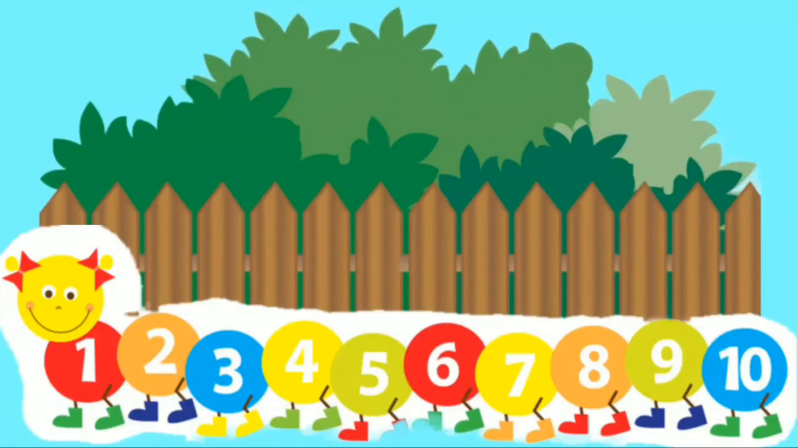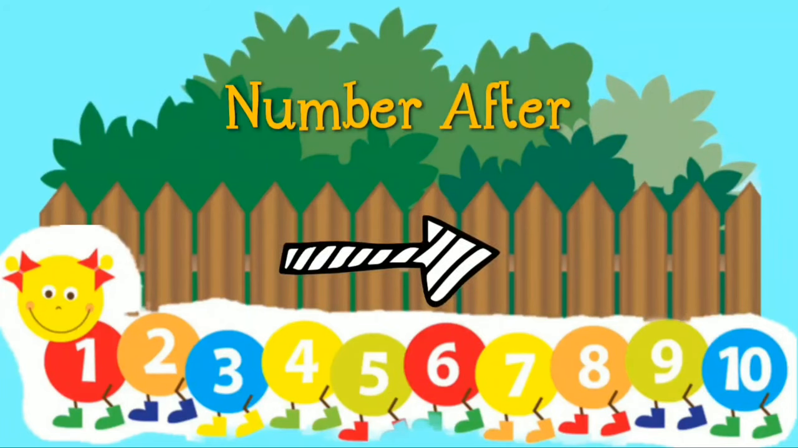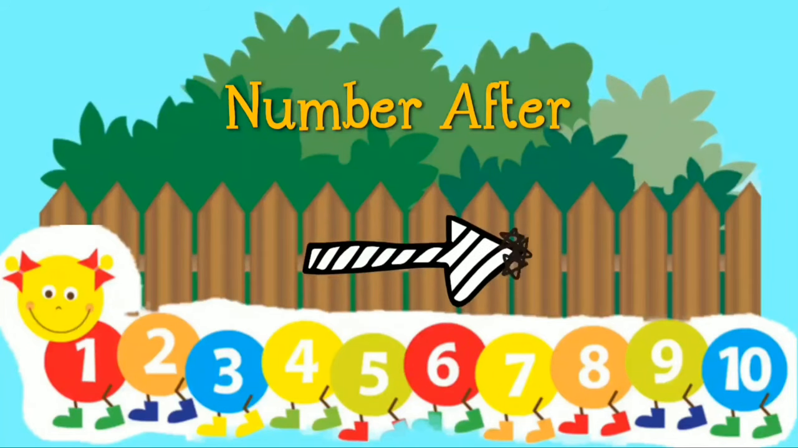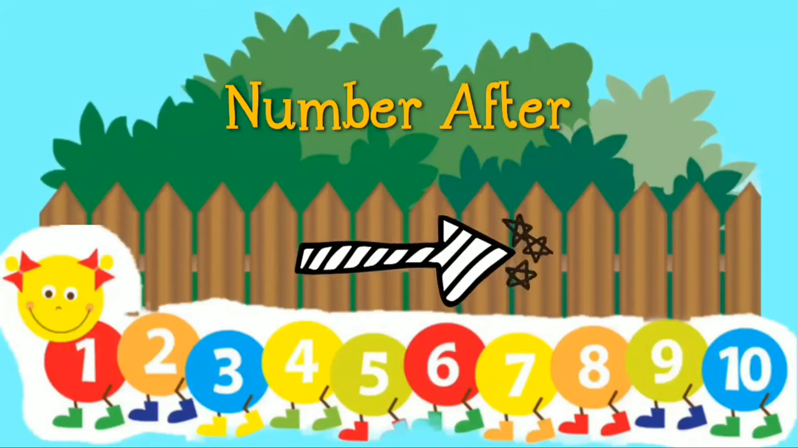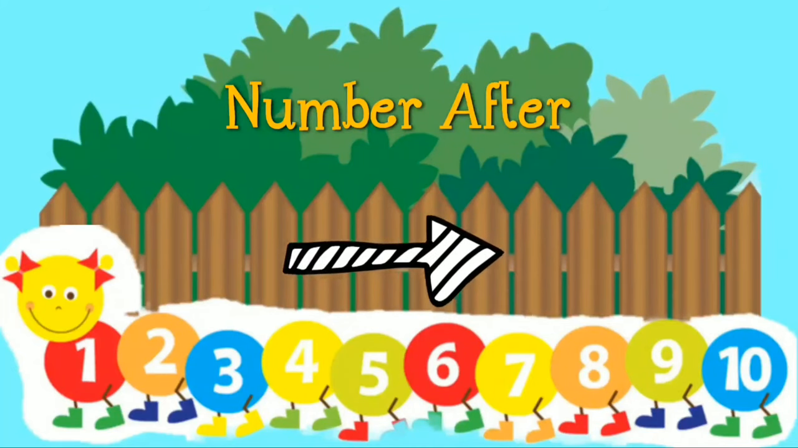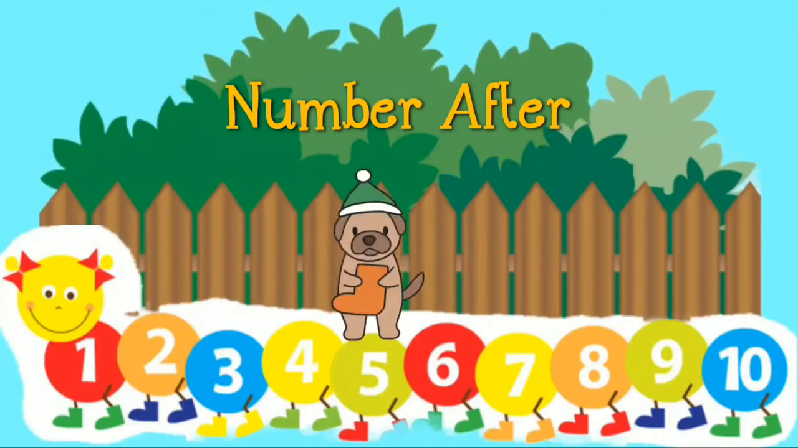Now let's discuss number after. When we count forward from the given number, we get the number after. That means forward counting. Now look at the dog. On which number the dog is? Right, number 5. The dog is on number 5. Now tell me, what comes after 5? Yes, you're right. Number 6.